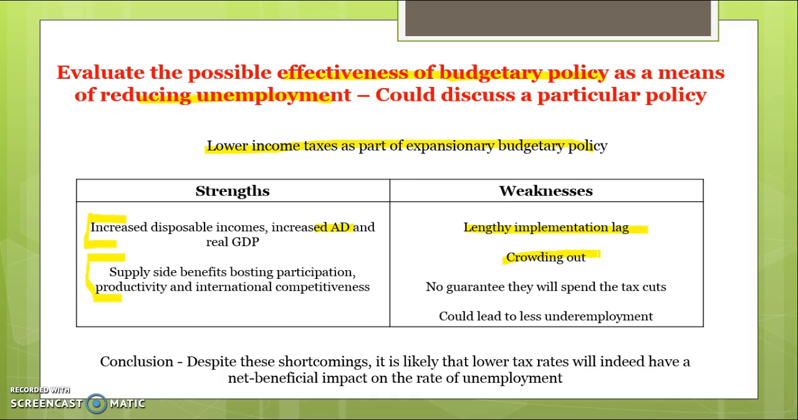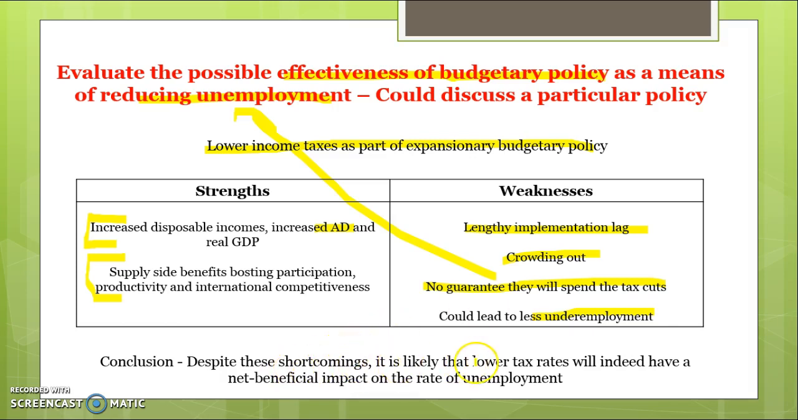There's no guarantee that people will spend the extra money, so it might not have much of an impact on unemployment, because particularly when confidence is low, people aren't going to actually spend the extra money, and they might have a higher propensity to save, and therefore it doesn't have the desired impact. And lastly, it could just lead to less underemployment. When people start spending more, businesses might just increase their employees' hours as opposed to actually hiring more people. And then come up with a conclusion.